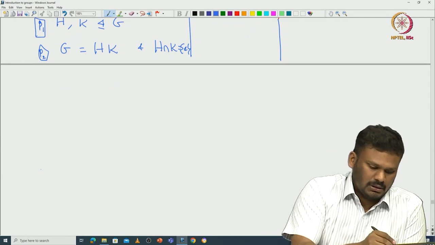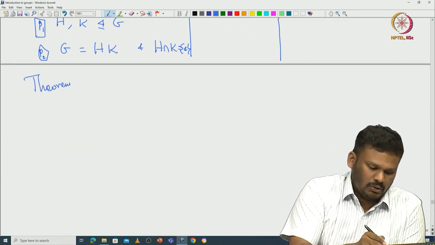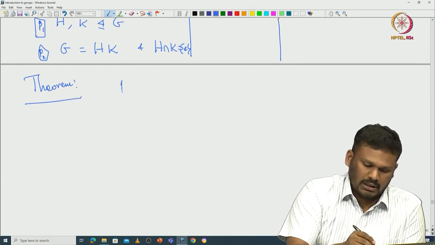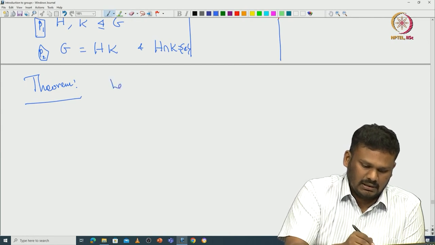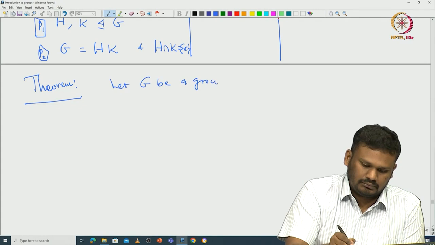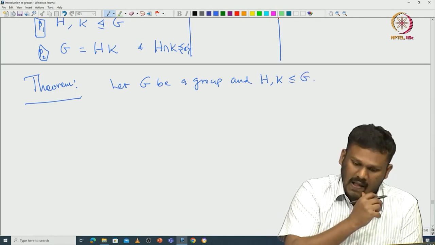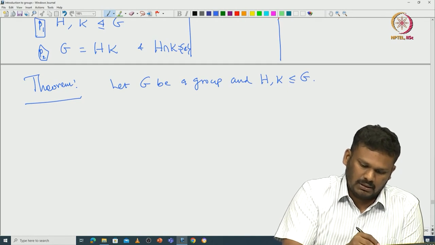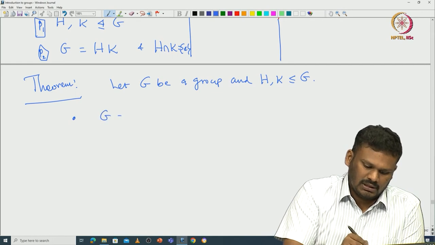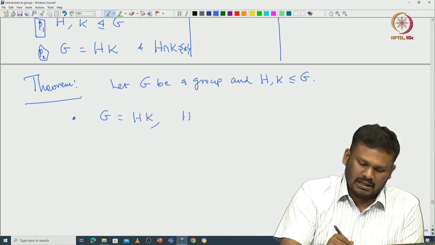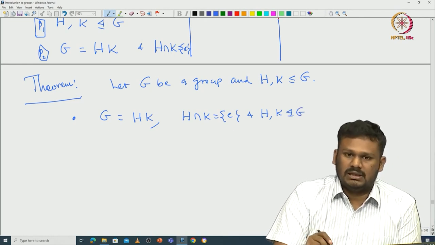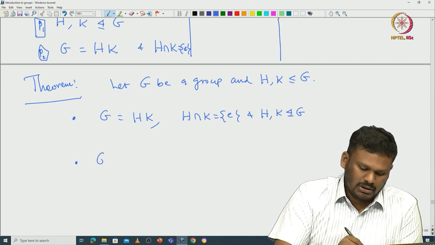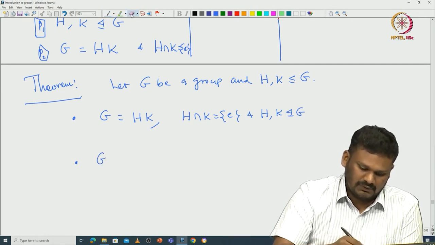So let me make a theorem, okay. Then it becomes clear what we are indeed talking about. So the following are equivalent. Let us fix some notation before that. Let G be a group and H and K be subgroups of G, okay. Then I want to claim the following. G is equal to HK, and H intersection K is identity, and both H and K are normal in G. These three properties are equivalent to the following.